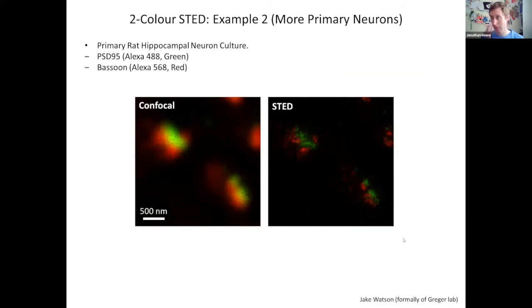Here's another example. Same type of sample, but the labeling is slightly different. So we have PSD95 again, but this time it's green. And then in red, we have a presynaptic marker called bassoon. So essentially what we're looking at here is down the synaptic cleft. And you can see in the confocal image that the two sides of the synapse are just about resolvable, although there is some yellow in the middle here. Whereas in the STED image, you can start to see these small clusters, and there's basically no yellow because we're able to resolve the pre from the post synapse.